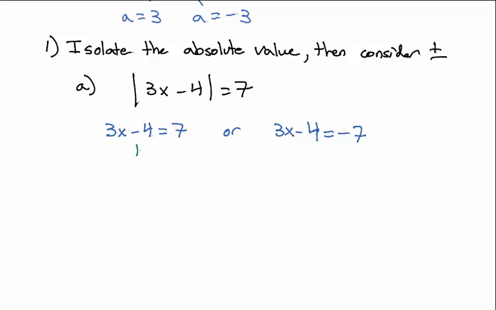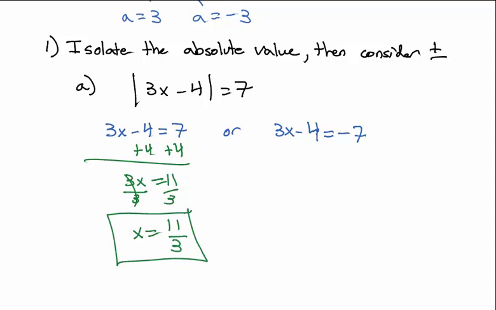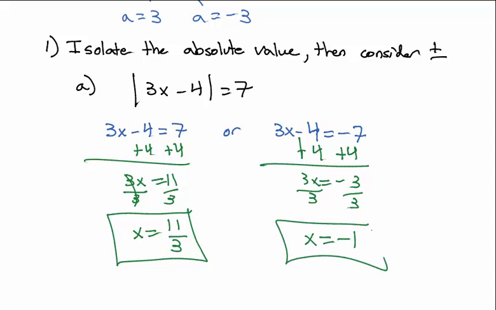So to solve then, we add 4 to both sides in the first equation. 3x equals 11. And then divide both sides by 3 to find out x is 11/3. The second equation solves exactly the same in this case. We're going to add 4 to both sides. Gives us 3x equals negative 3. Divide both sides by 3, and x could equal negative 1. So our two solutions here are 11/3 and negative 1.